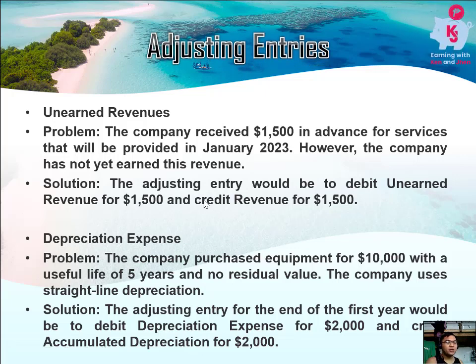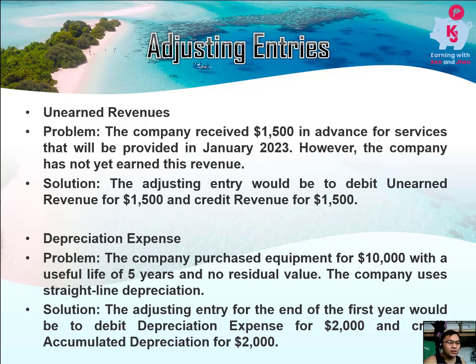Unearned revenues. The company received 1,500 pesos in advance for services that will be provided in January 2023. However, the company has not yet earned this revenue. Ibig sabihin, hindi pa niya nagagawa pero nabayaran na siya. The adjusting entry will be debit unearned revenue and credit revenue. So, kunwari, unang entry niya is cash, tapos unearned revenue. Mababaliktad na yung unearned revenue kasi na-earn na siya or na-recognize na siya kasi nagawa na natin.